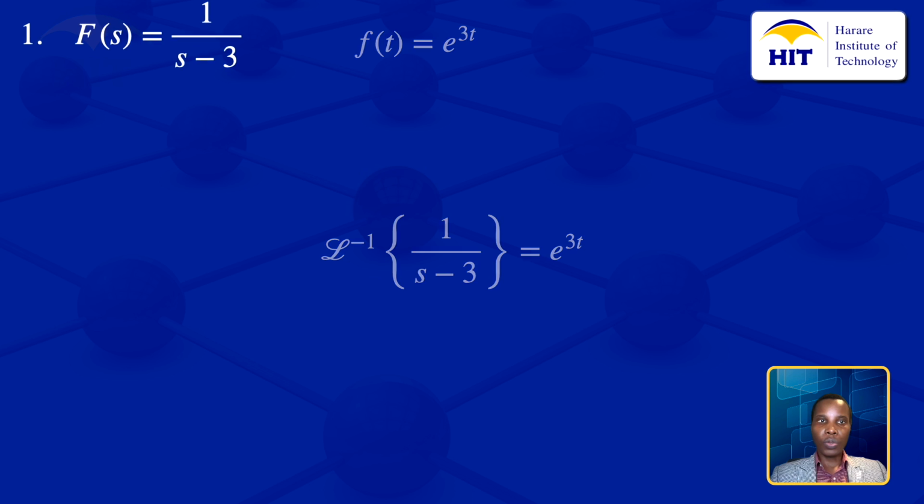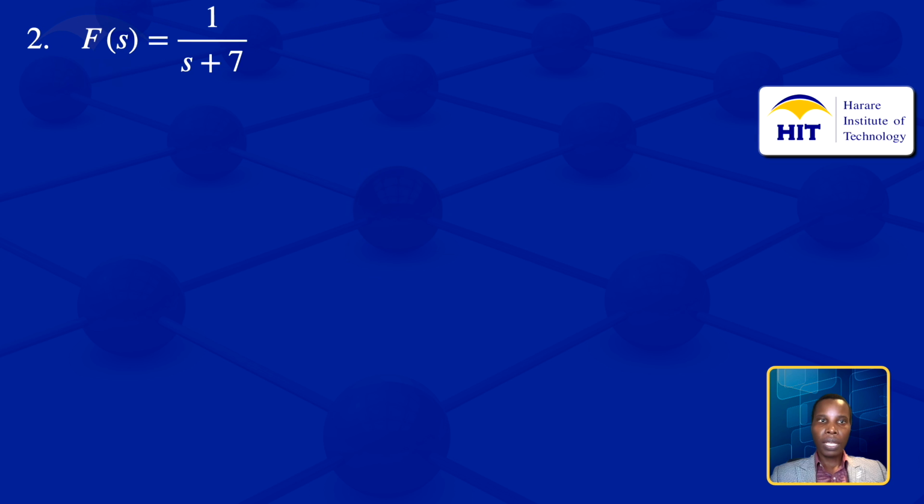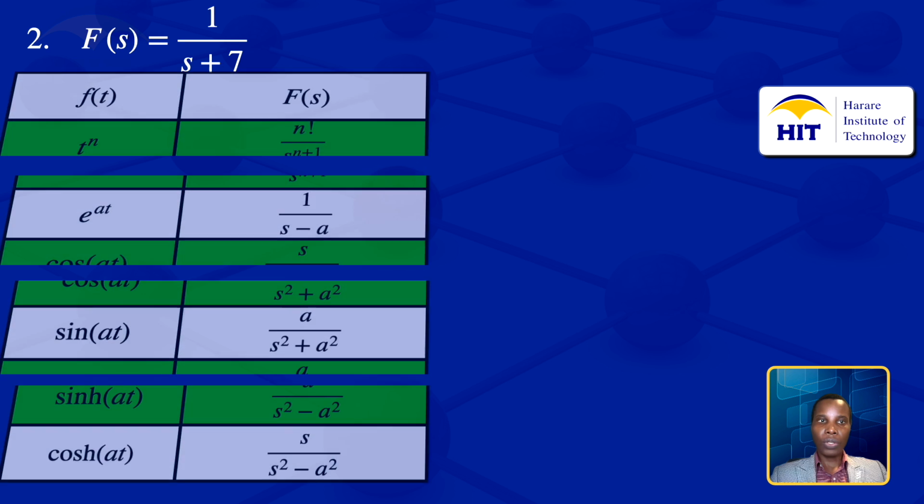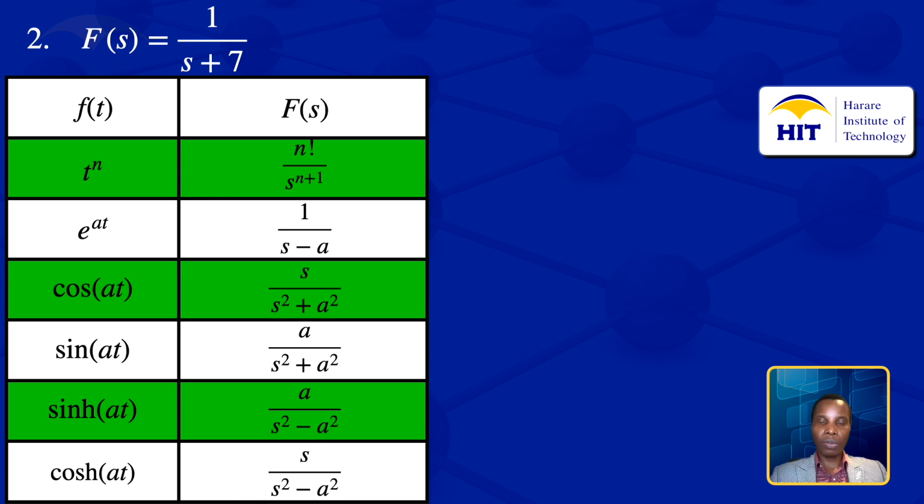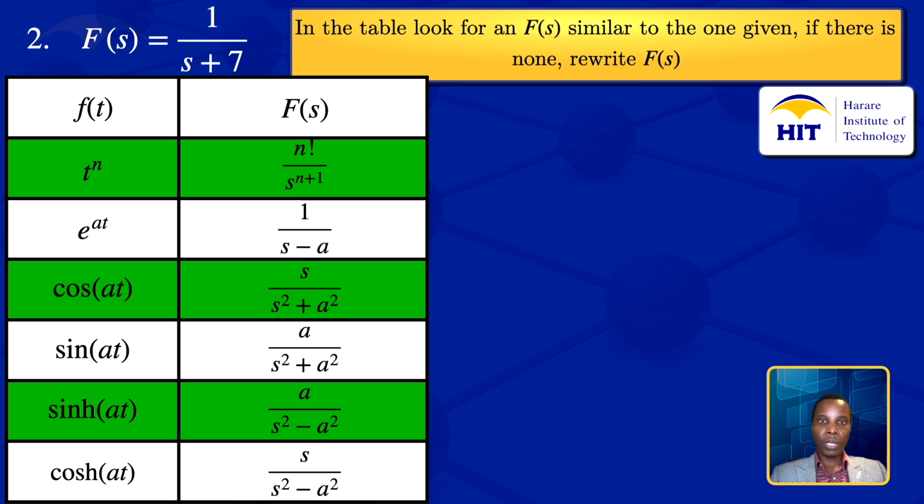We now move on to the next question, where we have F(s) equal to 1/(s + 7). To find the inverse Laplace transform, we are going to use the table of Laplace transforms. In our table, we look for an F(s) similar to the one that is given. If there is none, then we have to rewrite our F(s) so that it suits any of the F(s) that we have in the table. In this case, we see that there is no F(s) of the form 1/(s + 7).